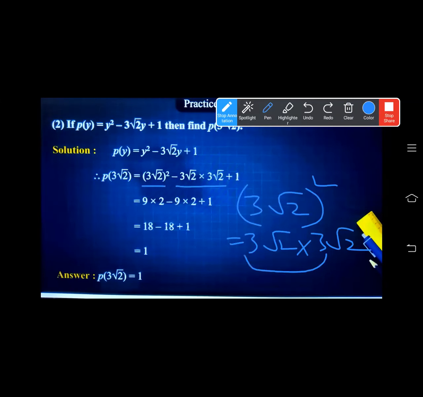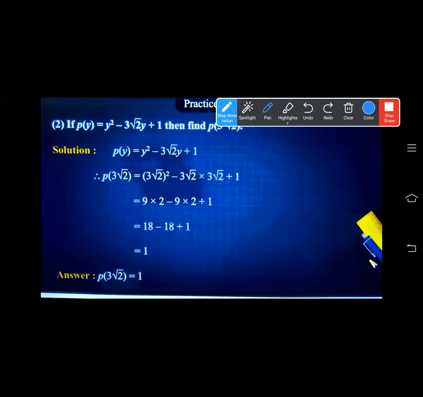3 into 3 is 9, and root 2 into root 2 is 2. 9 times 2 is 18. So here you have got 18, and here also 18. 18 minus 18 is 0. Plus 1 is left over here. So you have got P of 3 root 2 as 1. So question number 2 is also done.